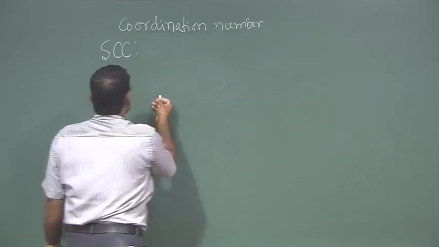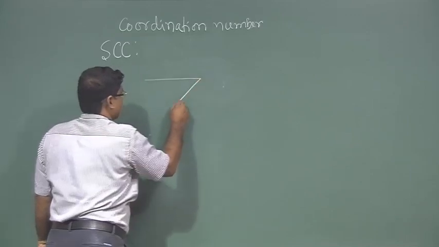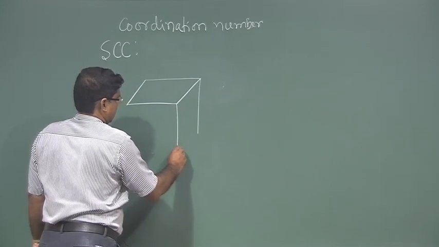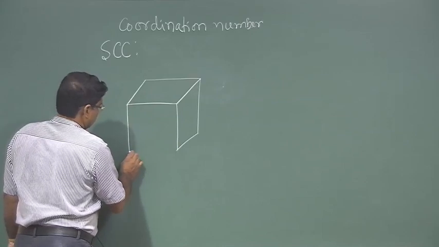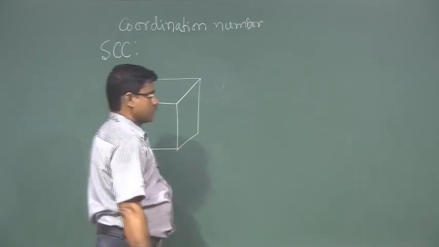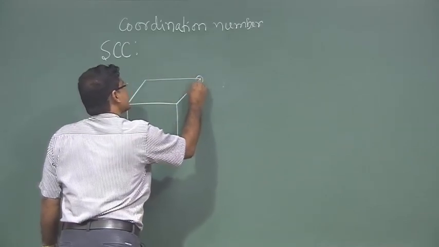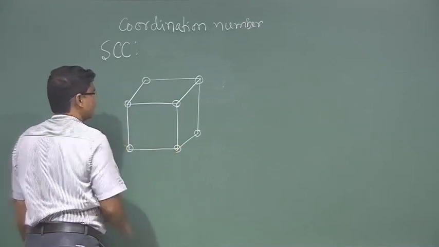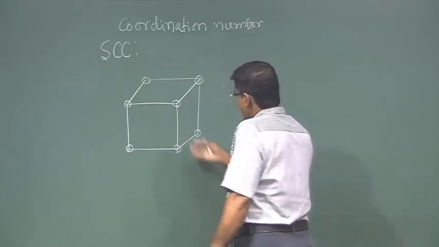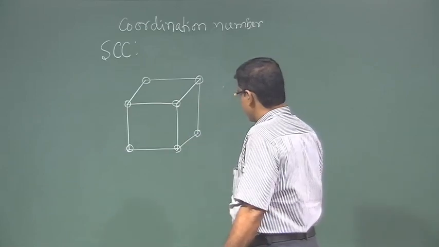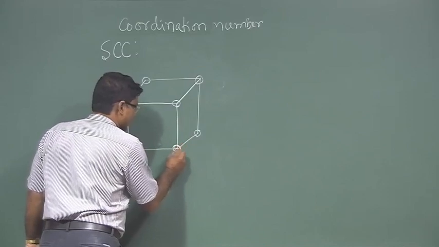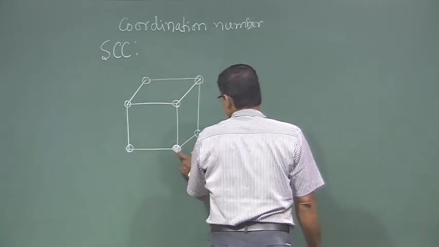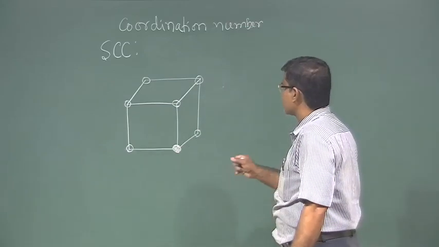So, simple cubic, let me draw it. This is the simple cubic. So, it has atoms at the corner, only at the corner. Okay. So, if I consider any lattice point for which I want to know the nearest neighbor or coordination number, let us consider this lattice point. So, what is the coordination number of this lattice point?